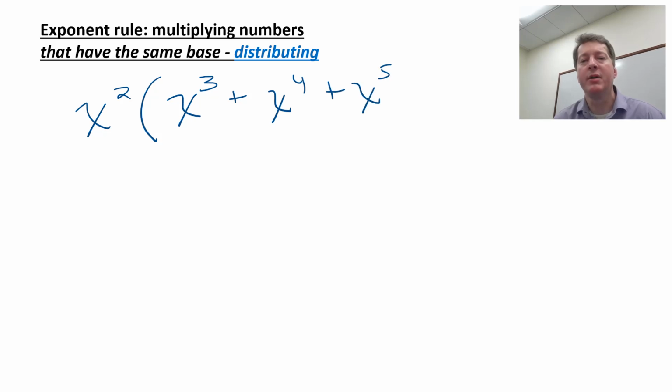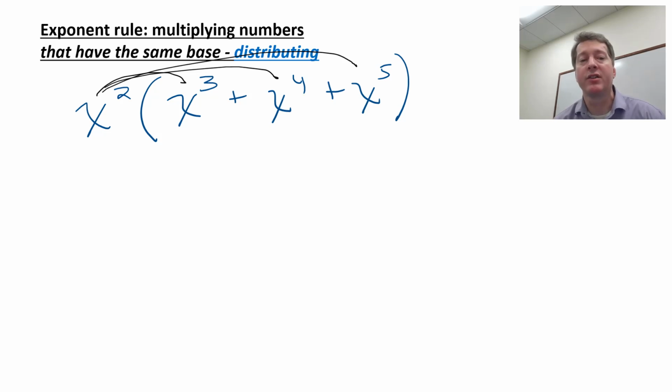Let's talk about distributing. What's that? Suppose I had x squared times, you would say the quantity, x cubed plus x to the 4th plus x to the 5th. The quantity means everything is put inside the same parentheses. Well, remember distributing? This is the same as x squared times x cubed plus x squared times x to the 4th plus x squared times x to the 5th.